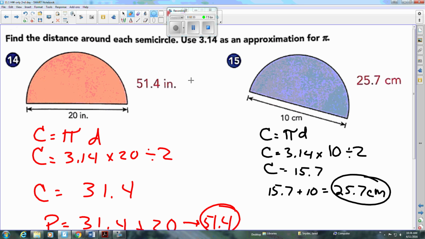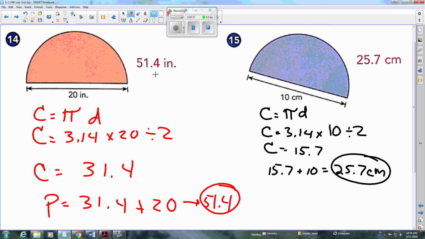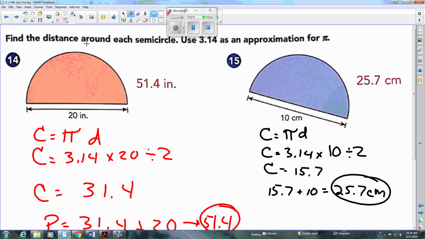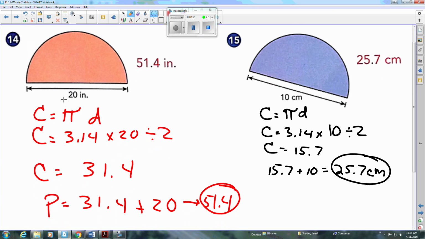Find the distance around each semicircle. Use 3.14 as your approximation. So you would divide your circumferences by 2. So it's 3.14 times 20, because the diameter is 20, divided by 2. You end up with 31.4 as the arc. Now, to find the distance around it, you'd have to add that extra 20, and we get 51.4.